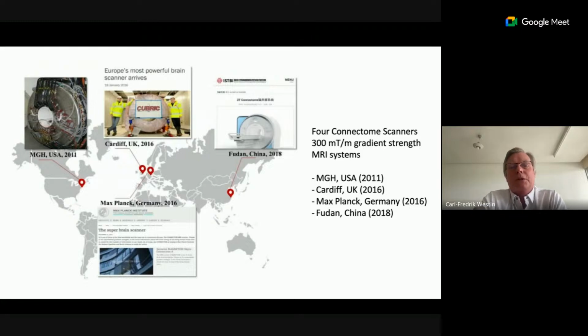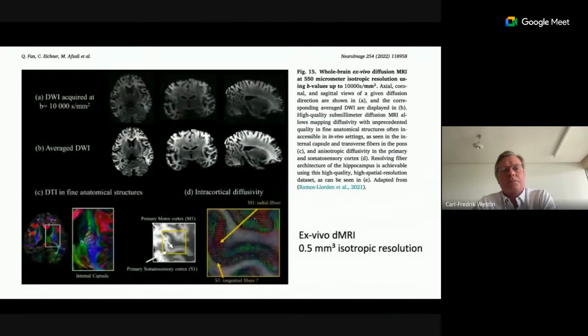This was supposed to be a one-off machine, but other groups persuaded Siemens to build 3 more. So Cardiff got one in 2016, and also Max Planck, Germany, and then Fudan, China, got one in 2018. They're all running, and they're producing nice images.